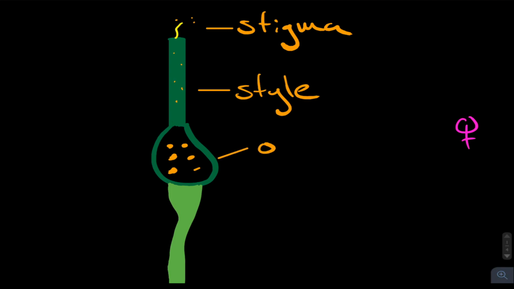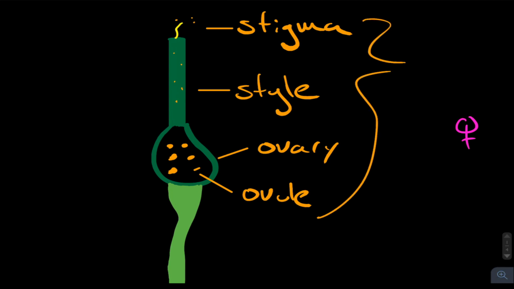Now this ovary contains what is the ovule, and this will hold all of the eggs that will be later fertilized with that pollen and be used to make more flowers going forward. Now if we want to talk just in the female parts of our flower, we call this the carpel. So I'll go ahead and write carpel here.